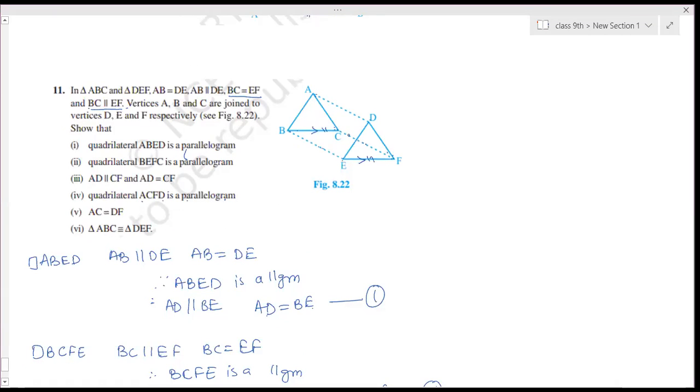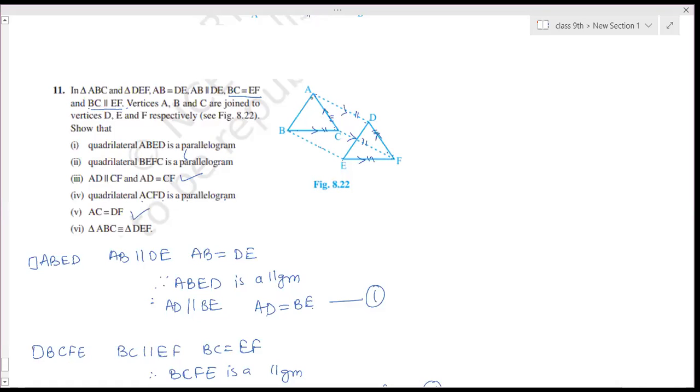ACFD. In that you have shown AC and CF are parallel as well as equal. Just now you have shown in the third part. So therefore ADFC is a parallelogram. And if they are parallelograms, so remaining this side, AC is parallel to DF as well as AC is equal to DF. Clear? So this is the fourth part.